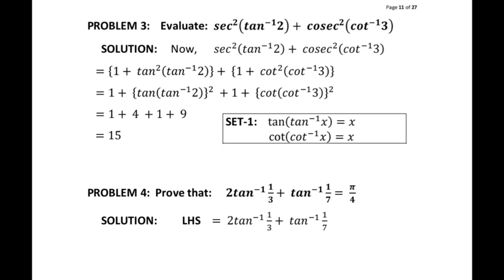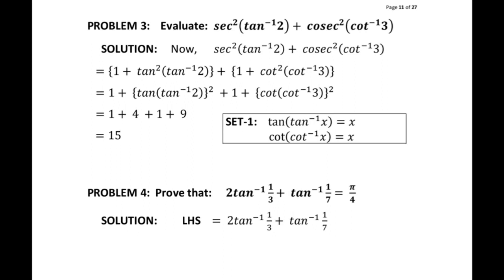Since we have tan of tan inverse x equals x and cot of cot inverse x equals x from set 1, we can apply the formula in the fourth step. We get 1 plus 4 plus 1 plus 9, that equals 15.